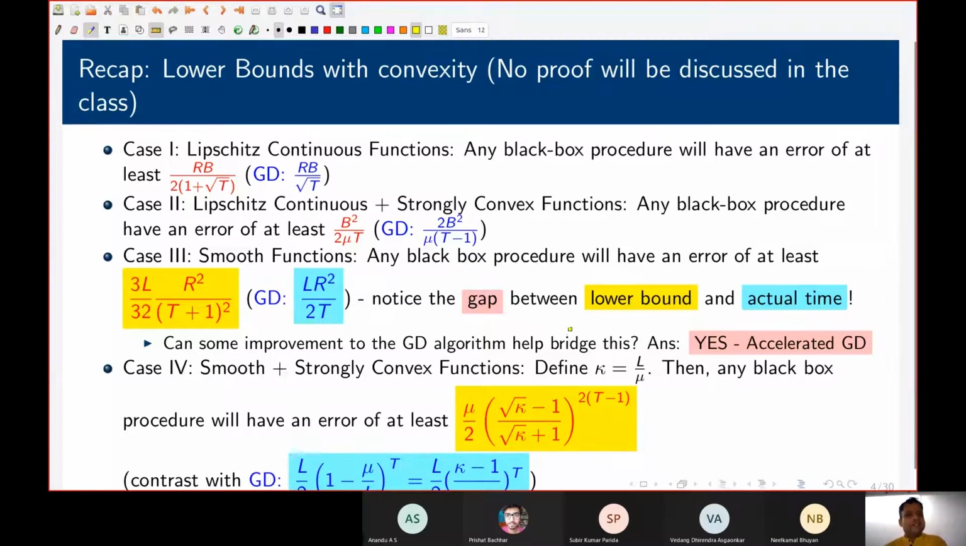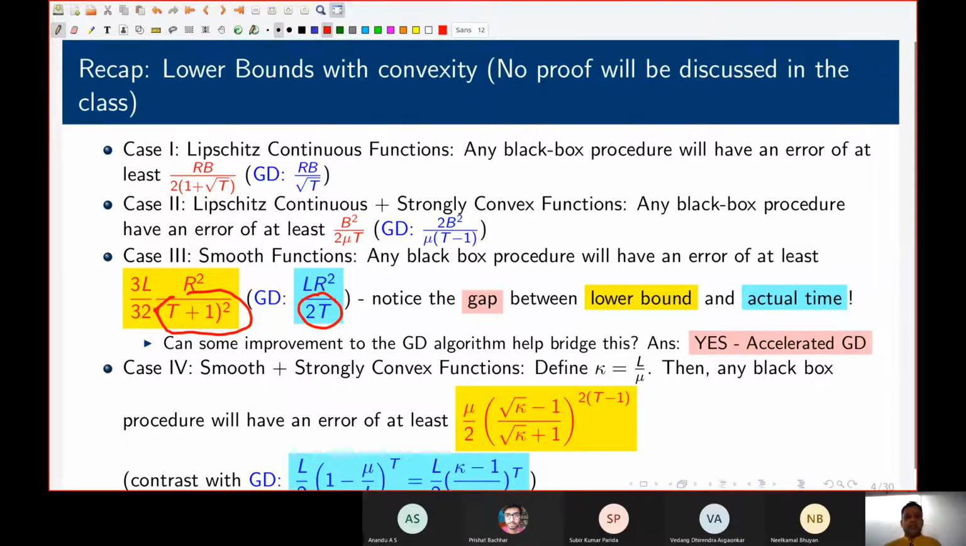But what bothered us, based on existential functions, to which I gave you some external link, was that in the case of smooth functions, we have a gap. Gradient descent has an error of at least LR square by 2t, whereas the lower bound using some existential functions said that it should be LR square by t plus 1 square, basically. And this is what we've been trying to bridge. Can the two become closer?